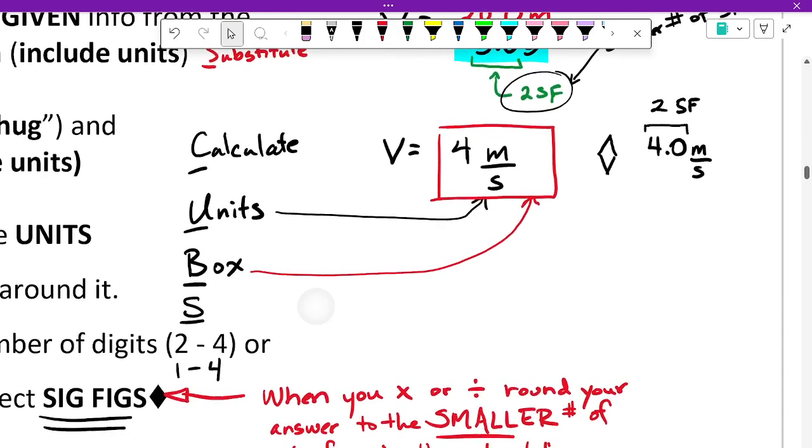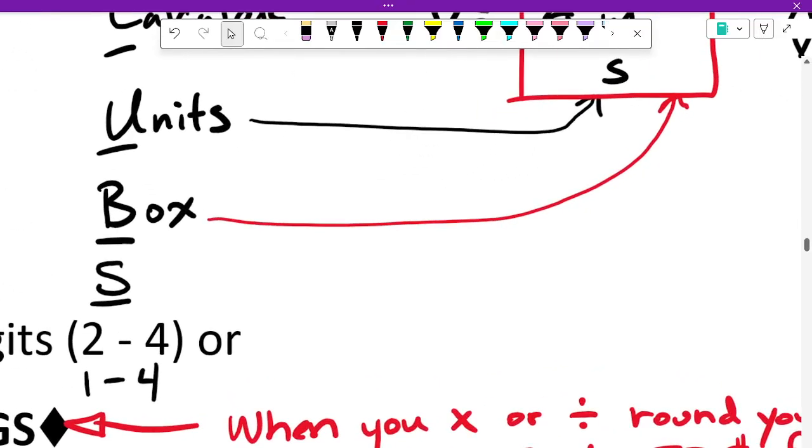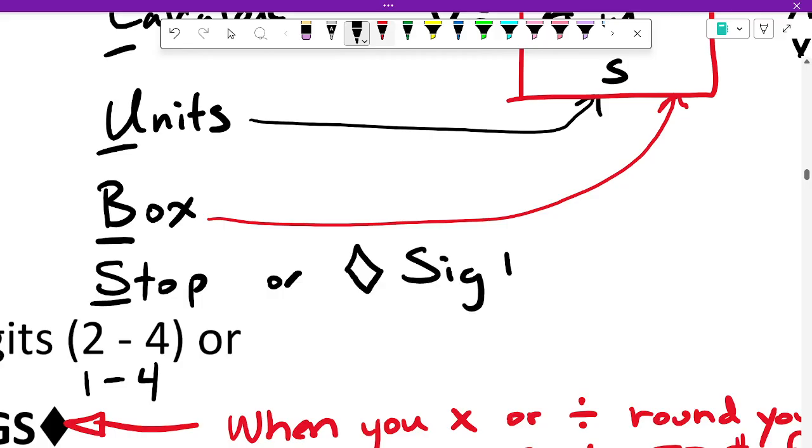Okay, so that final S means stop or sig figs. And what do I mean by stop? I mean, stop at a reasonable number of digits.